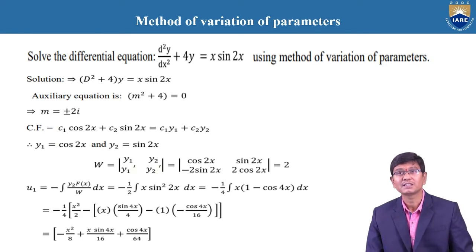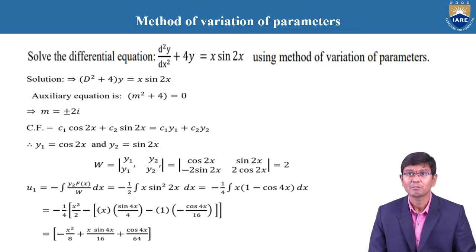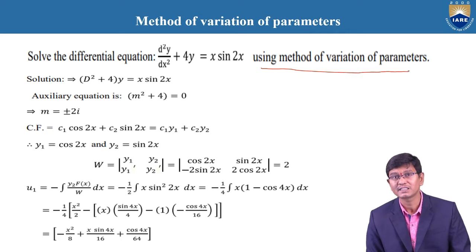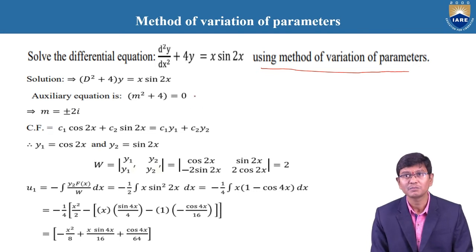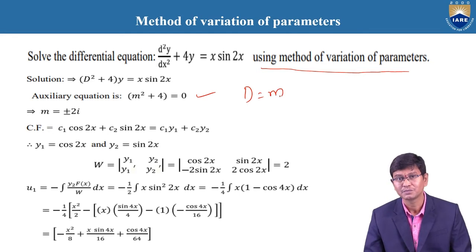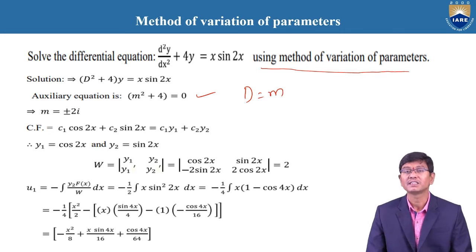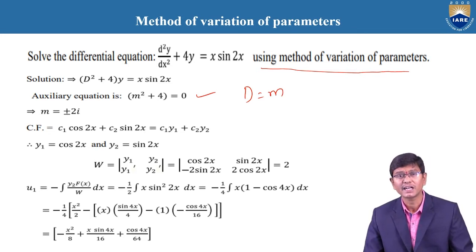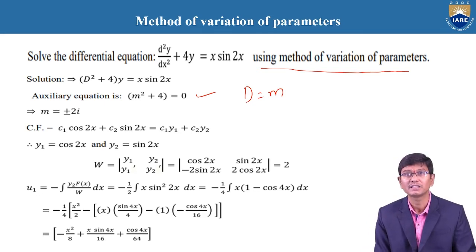Now we'll discuss another problem, d square y by dx square plus 4y is equal to x into sin 2x, by using the method of variation of parameters. It is given that the differential equation is in standard form, so it is satisfied. We need to find the auxiliary equation, replacing d with m. Therefore, m square plus 4 is equal to 0. The given differential equation is second order, and solving it we obtain the roots m is equal to plus or minus i.